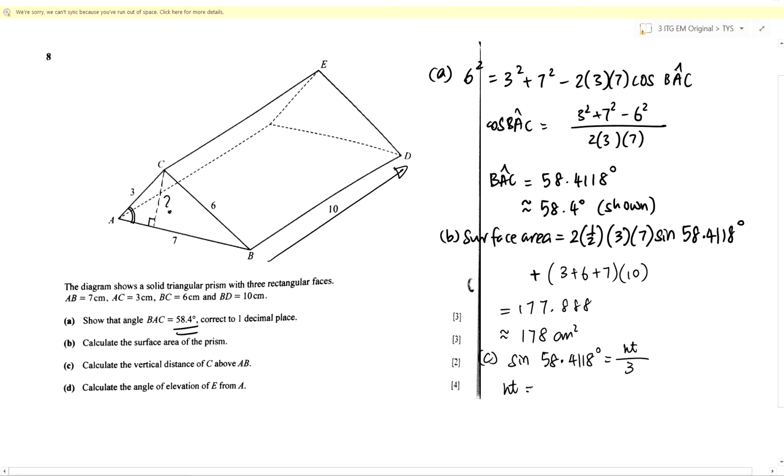So the height will be 3 sine 58.4118, to give us 2.5555. So round it off, 2.56.